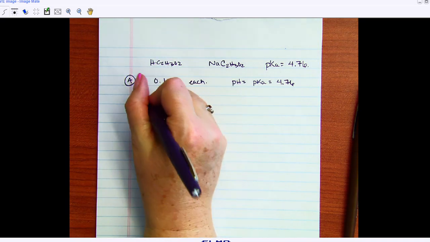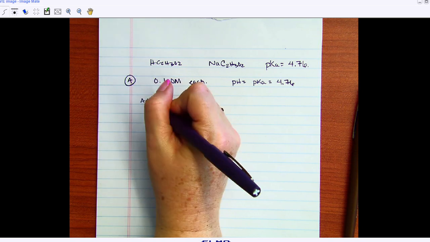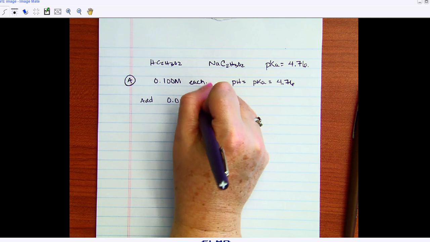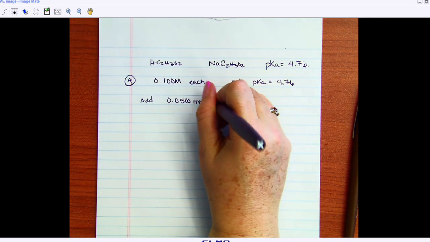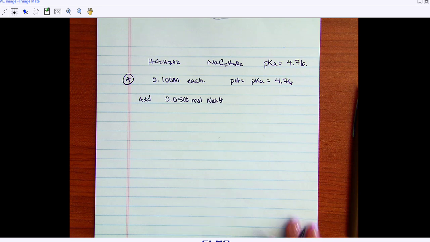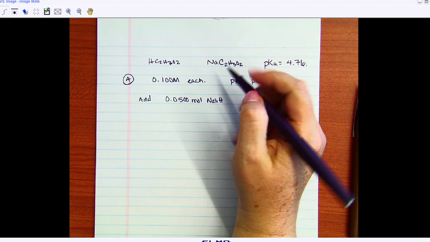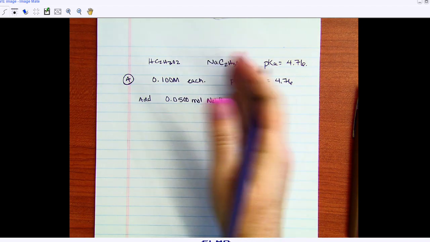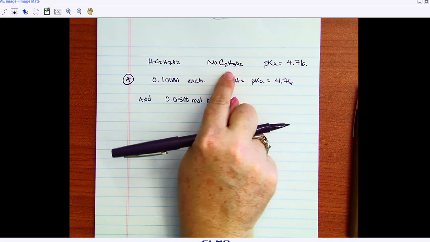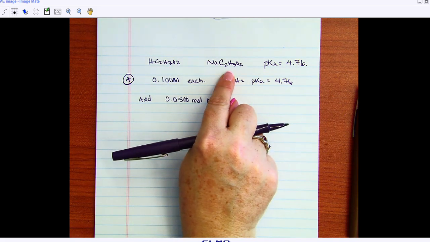So now we are going to add 0.0500 moles of NaOH. All right, so I'm adding this NaOH to my buffer solution, and when I do that, I now need to think about what is happening with who is reacting with whom. All right, so I have this acid and I have this conjugate base. Hold on just one second.